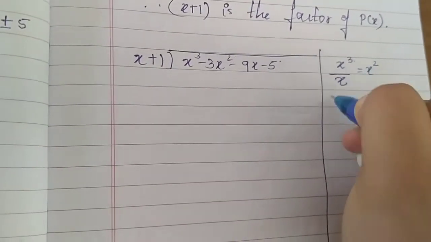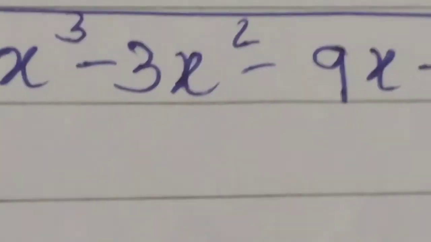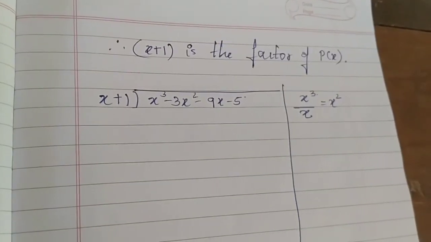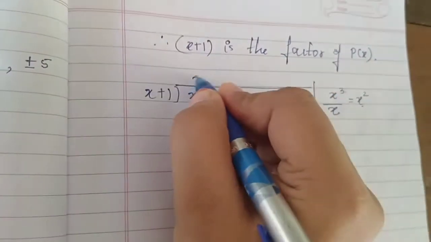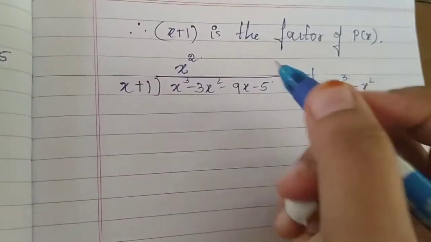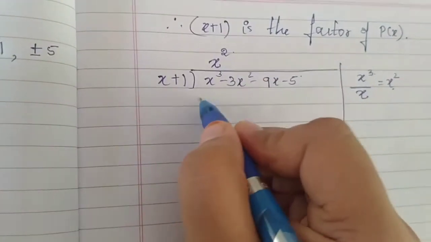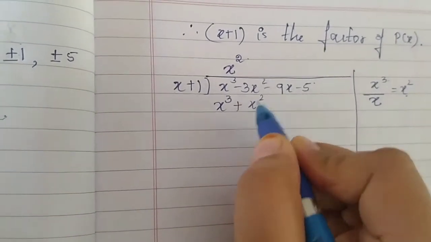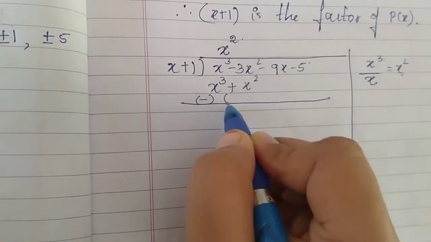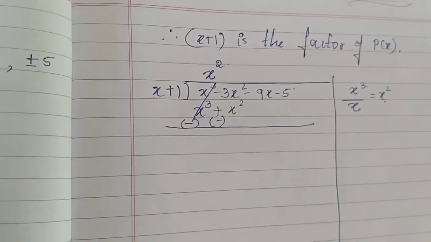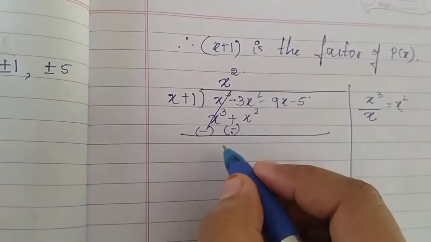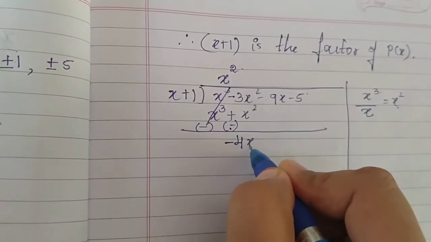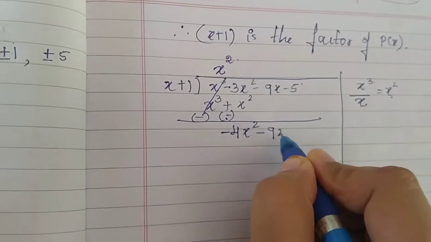What is remaining? 1x will get cancelled. X square is remaining, right? After that you have to write this as the first term of the quotient and multiply this. X square into x is nothing but x cube, x square into plus 1 is nothing but x square, and change the sign. So x cube and x cube will get cancelled. What is remaining here? Minus minus minus, and 3 plus 1 is 4, x square as it is, minus 9x minus 5.